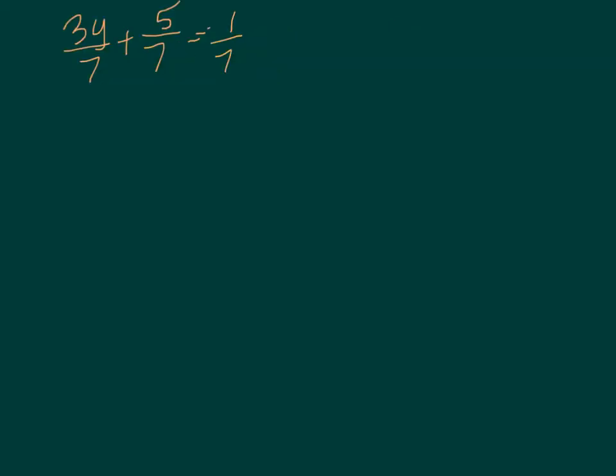Okay, so here's a new type of problem. We have 3y over 7 plus 5/7 equals -1/7. When you're dealing with fractions, you want to get rid of the fractions, so that way you're dealing with whole numbers. So what you want to do is find your least common denominator. That means you look at all of your denominators and see what they all go into. In this problem, it's nice because every single one is 7, so your LCD here is 7.